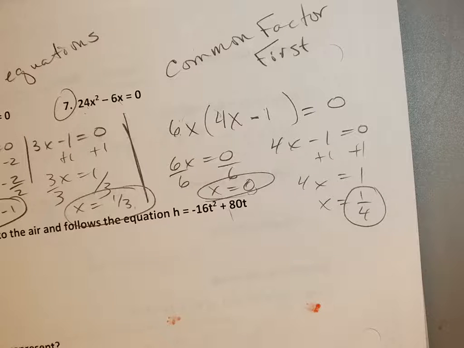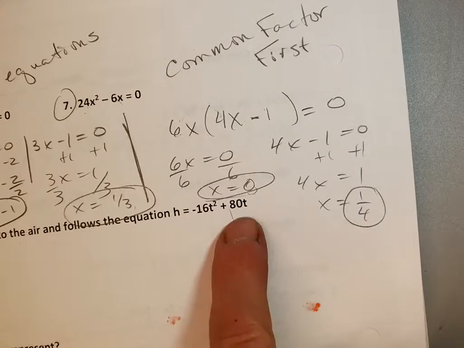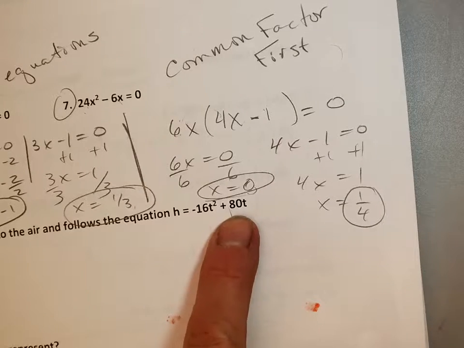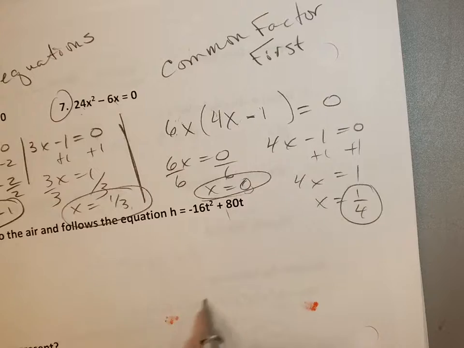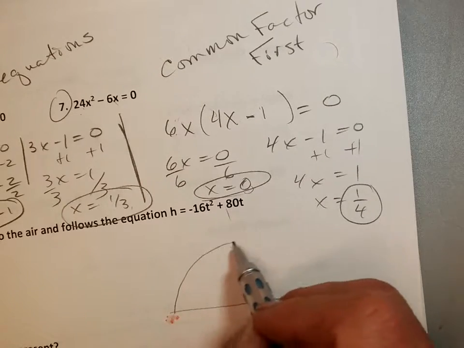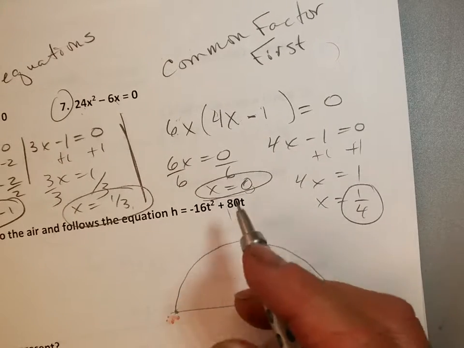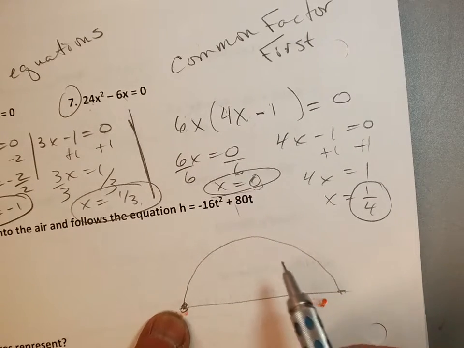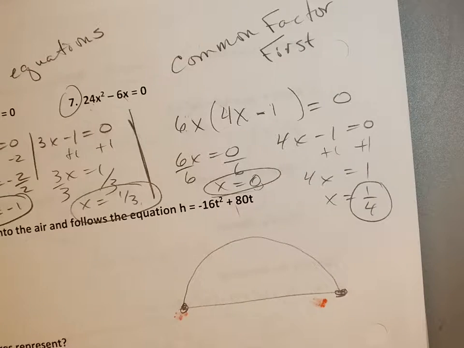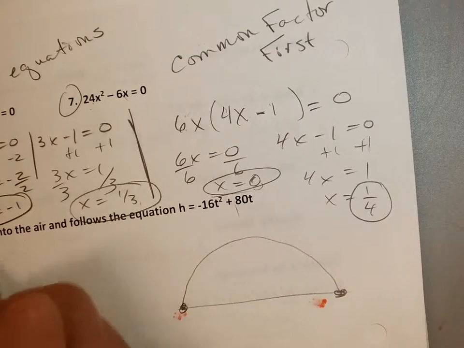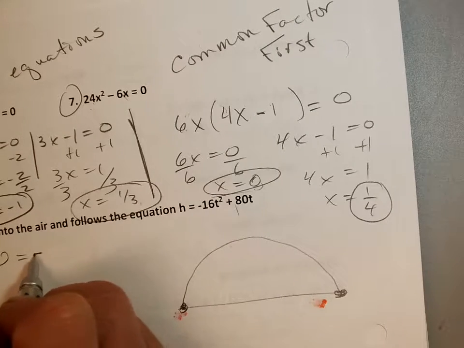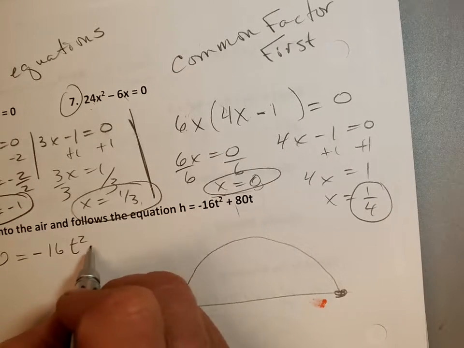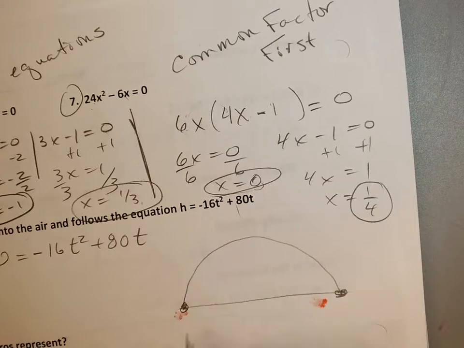A ball is kicked into the air and follows the equation h equals negative 16t squared plus 80t. Let's say Nina kicks a soccer ball, and if you think about it, it goes all the way up and hits the ground, right? That makes sense, right? So to find the zeros, what I'm looking for is this point and this point, okay? The zeros is where the height is 0, right? So we set it equal to 0. So let's go 0 equals negative 16t squared plus 80t, all right?